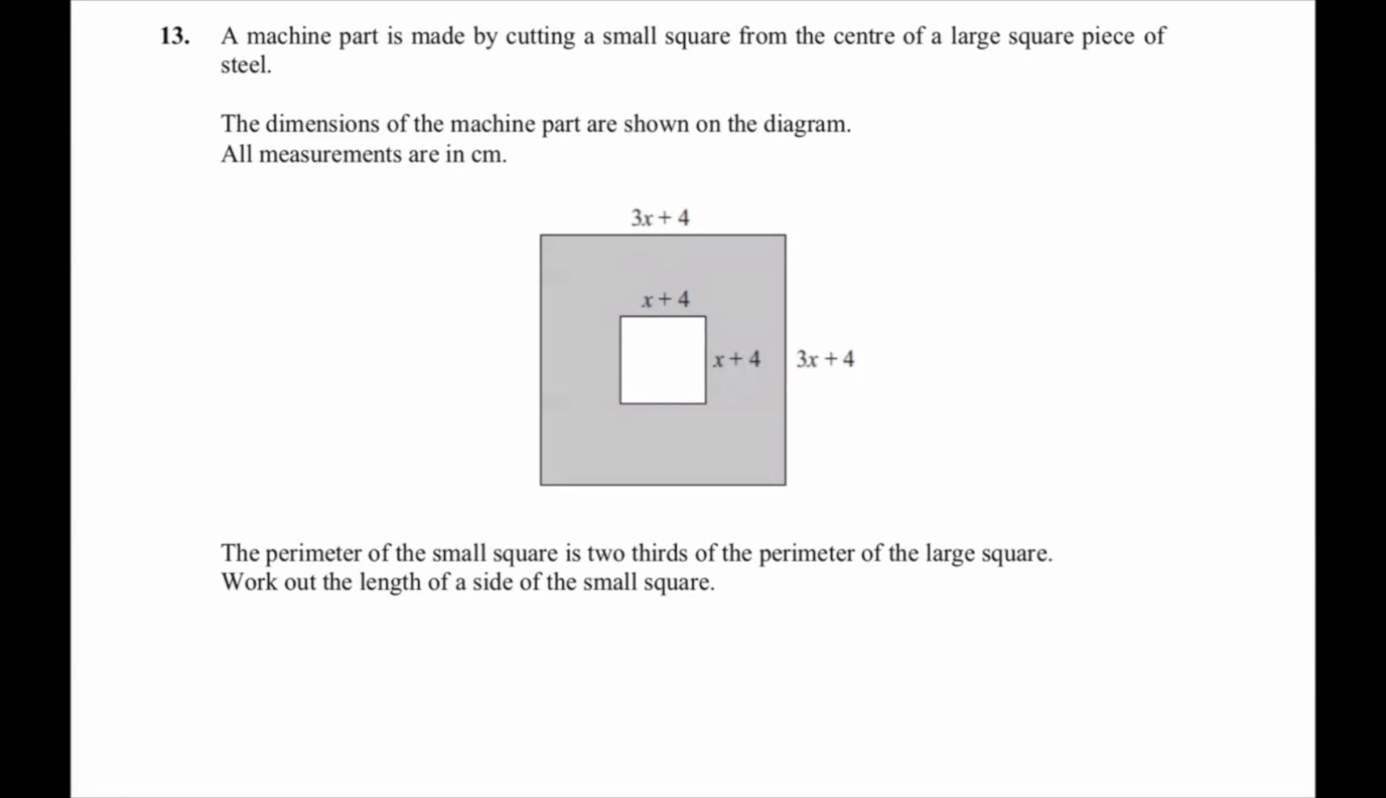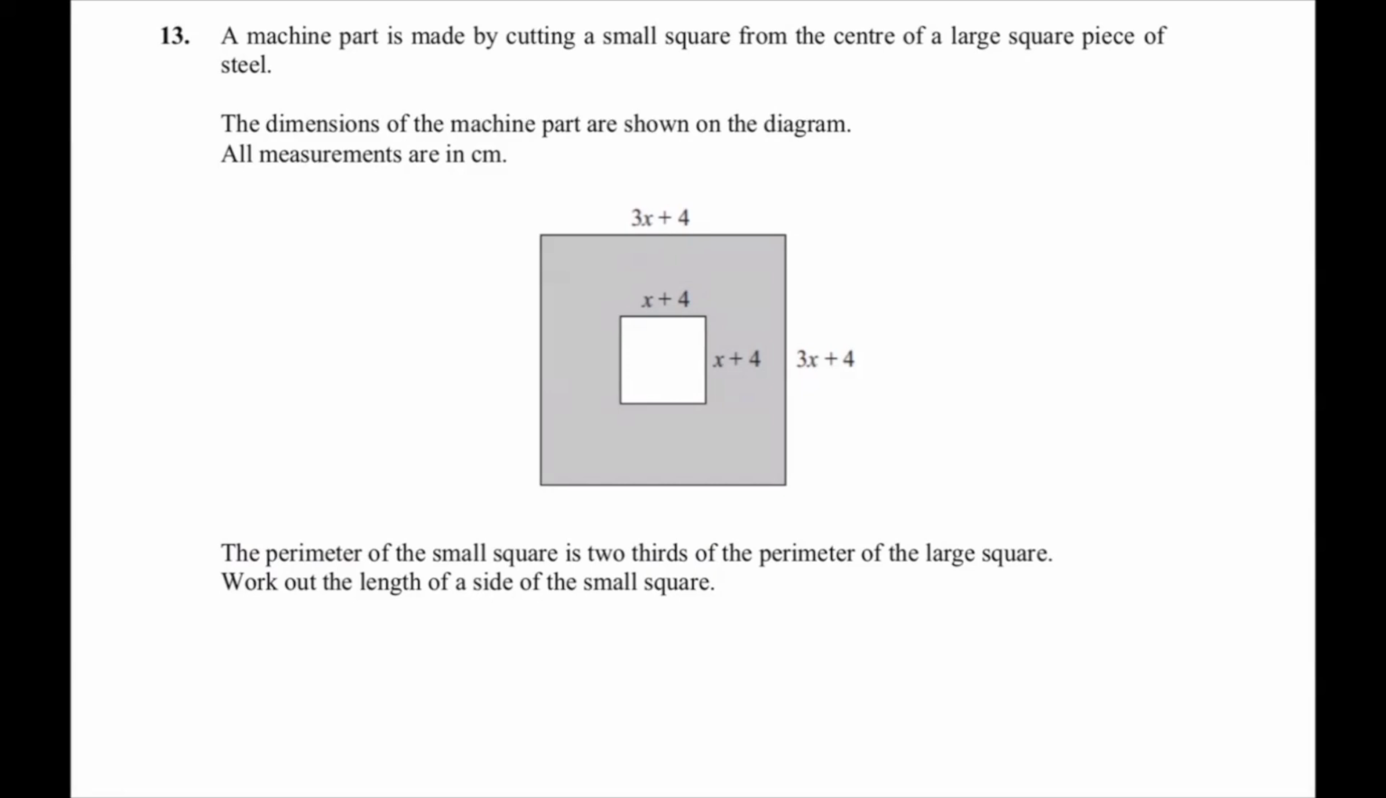We're told that the perimeter of the small square is 2/3 of the perimeter of the large square, and eventually we need to work out the length of a side of the small square. Well, let's go back to that line about the perimeters. The small square is 2/3 of the perimeter of the large. So let's work out what 2/3 of the perimeter of the large square actually is.